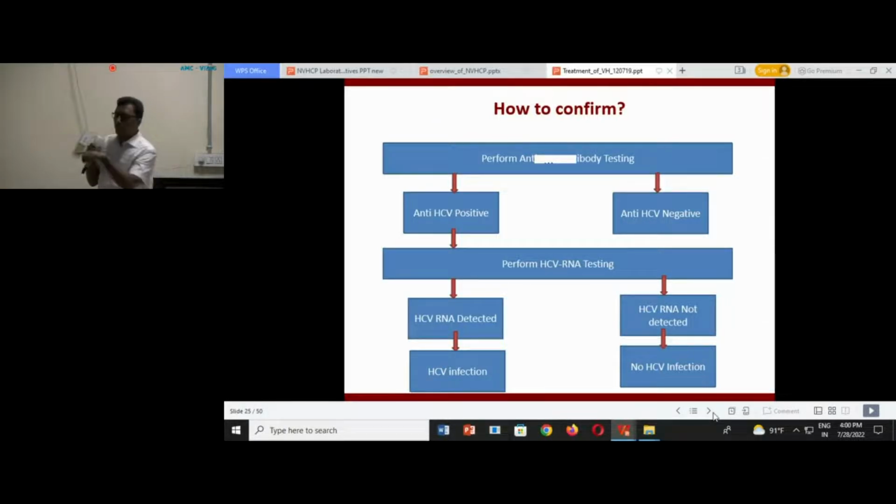Suppose antibody positive, HCV RNA is not detected. That means it is a false positive test. So it means that there is no infection.